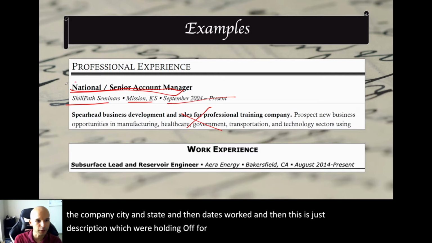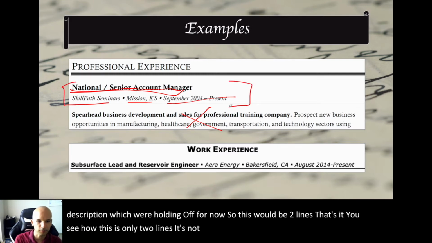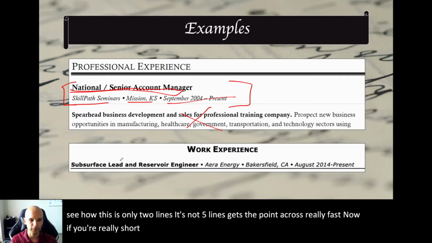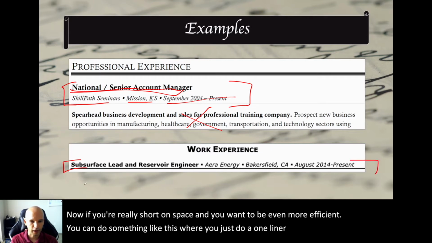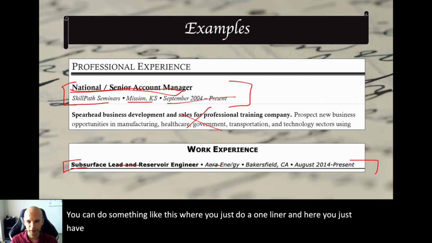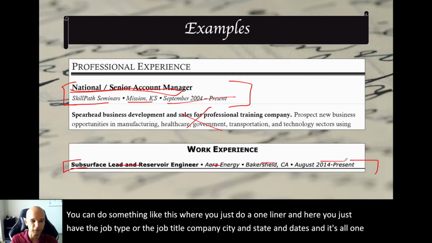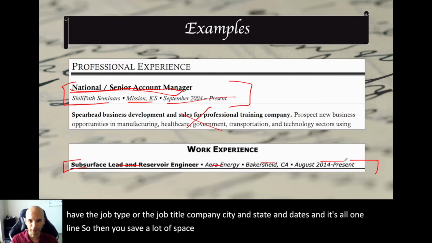So this would be 2 lines. That's it. You see how this is only 2 lines? It's not 5 lines. Gets the point across really fast. Now, if you're really short on space and you want to be even more efficient, you can do something like this where you just do a one-liner. And here you just have the job title, company, city and state, and dates. And it's all one line. So then you save a lot of space when you go that route as well.